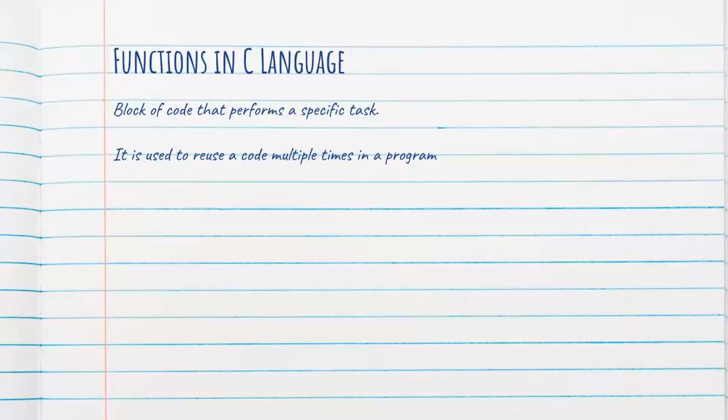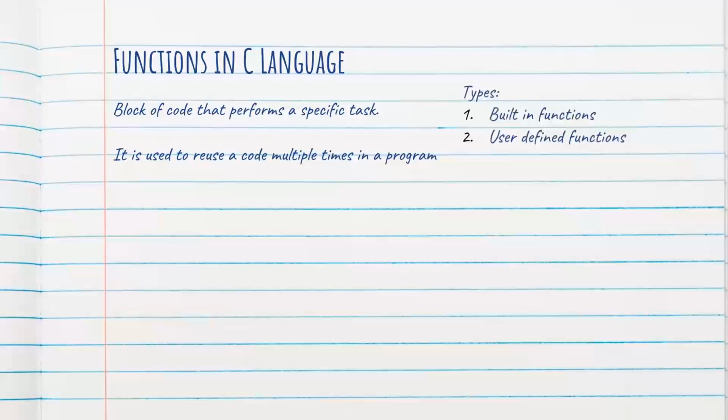We have used different functions so far, like printf and scanf functions. Those are functions that can be reused whenever we want to use them. We do not have to write the code of that function every time. We just have to call that function by its name, like printf, and then we write the text that we want to print, and we get the output. So those are basically functions.